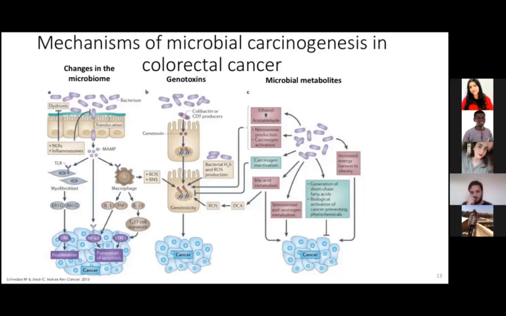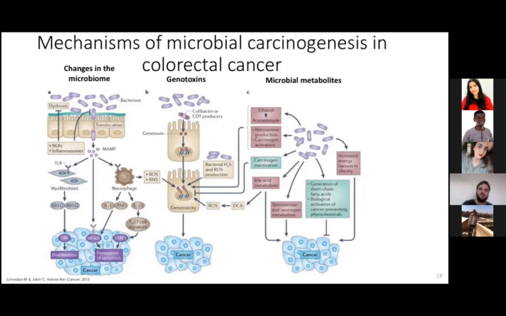So I'll talk a bit more about these in the coming slides. But the idea is that certain bacterial members can produce certain toxins that are genotoxic, so they cause damage to DNA, and then this damaged DNA can lead to the malignant transformation of the normal epithelium cells. And also through the production of different microbial metabolites.